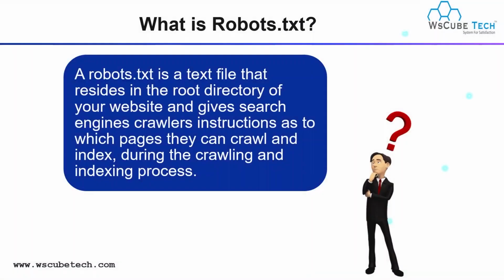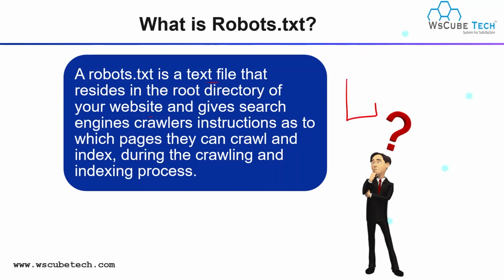So let's start with the basic definition of our robots.txt file. A robots.txt file is basically a text file that resides in the root directory of your website and gives search engine crawlers instructions as to which pages they can crawl and index during the crawling and indexing process.